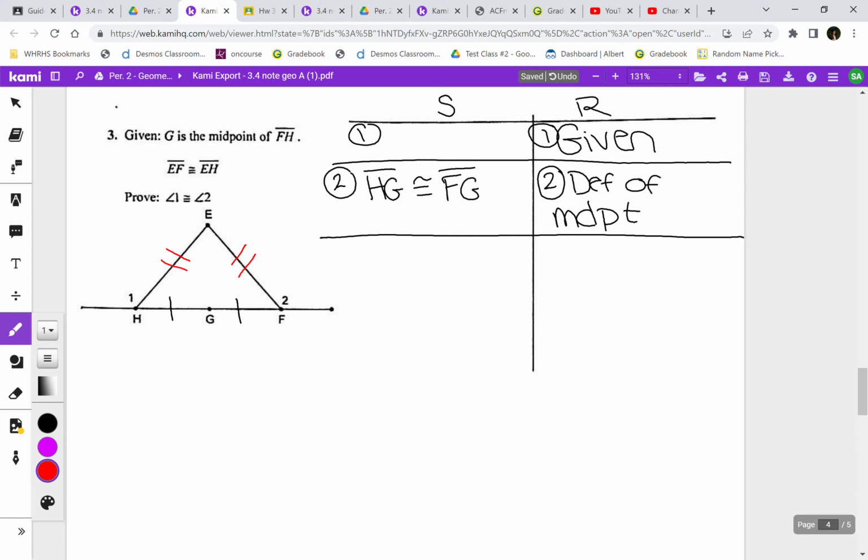We want to prove angle 1 congruent to angle 2. I'm going to highlight them. Angle 1 congruent to angle 2. That's what we want to prove. As of right now, we're not able to prove that. What do I always say? When you cannot prove what you want right away, prove triangles congruent. What's the problem with that process here? There's only one triangle.